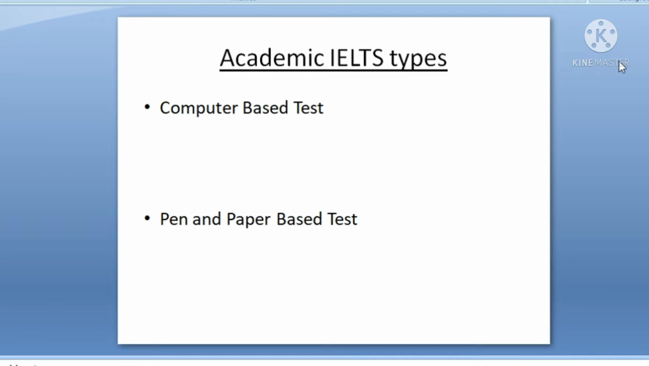There are two ways to write academic test. First one is computer based test and second one is pen and paper based test. In computer based test, you will be given a personal computer and the questions will be on that computer, and also you should write the answers in the computer only. Coming to pen and paper based test, you will be given a question paper and OMR sheet to mark your answers.